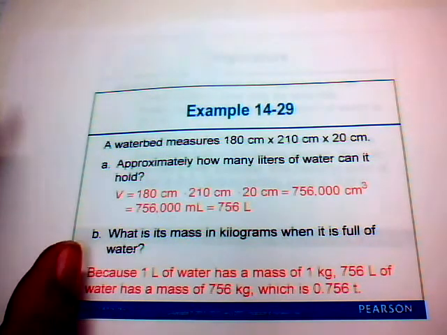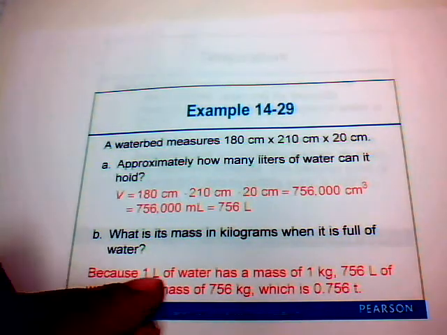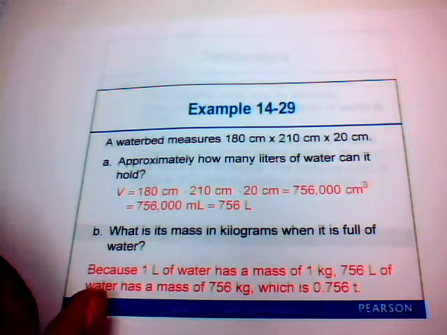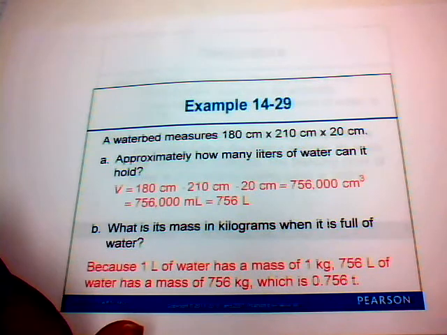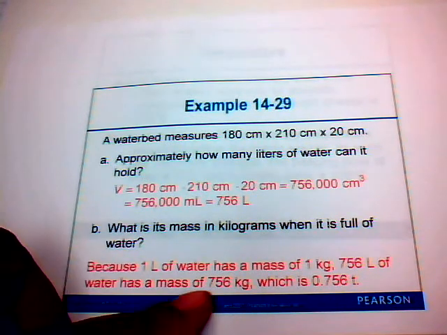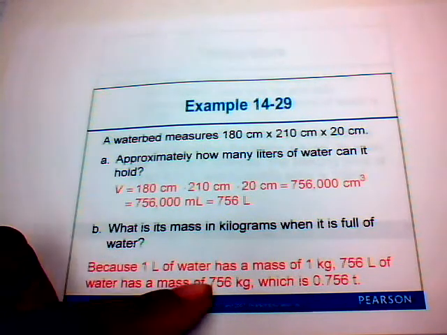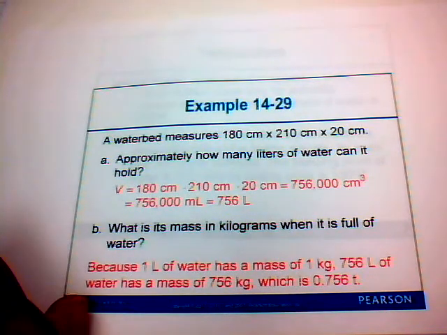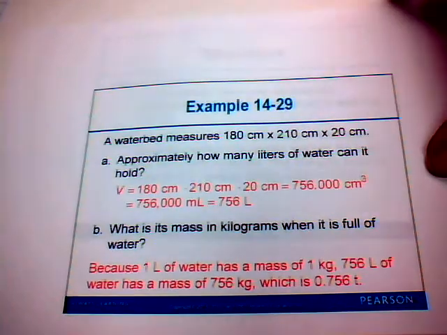Part B, what is its mass in kilograms when it is full of water? Well, let's think of this. 1 liter of water has a mass of 1 kilogram, and 756 liters of water has a mass of 756 kilograms. Or, if you move the decimal point 3 places to the left, you'll get 0.756 metric tons. But I just want 756 as your answer in kilograms.